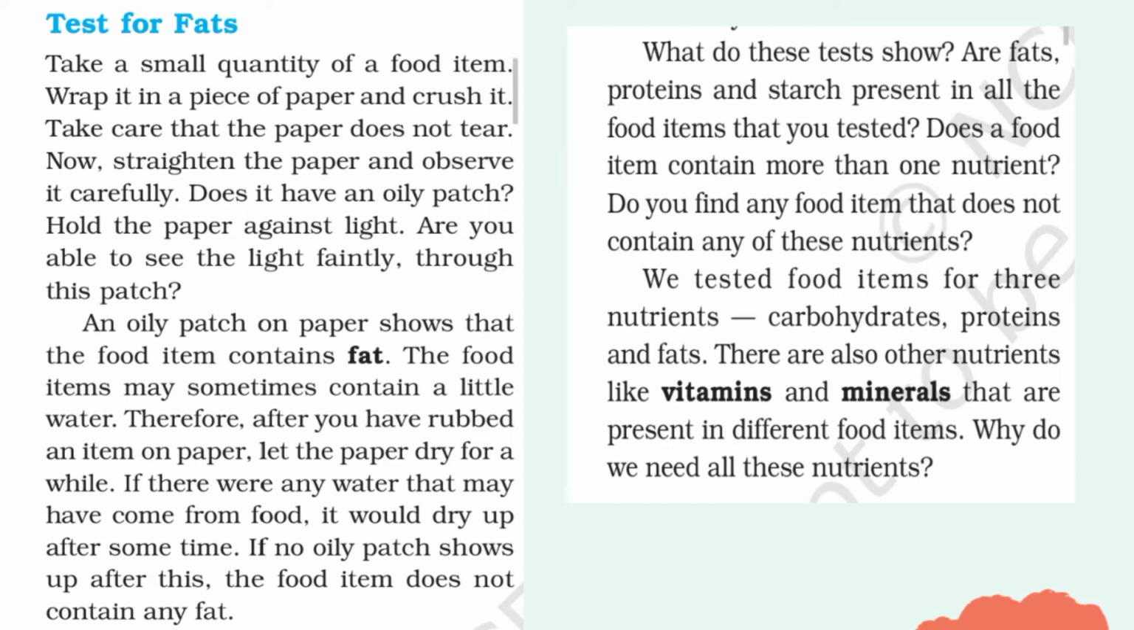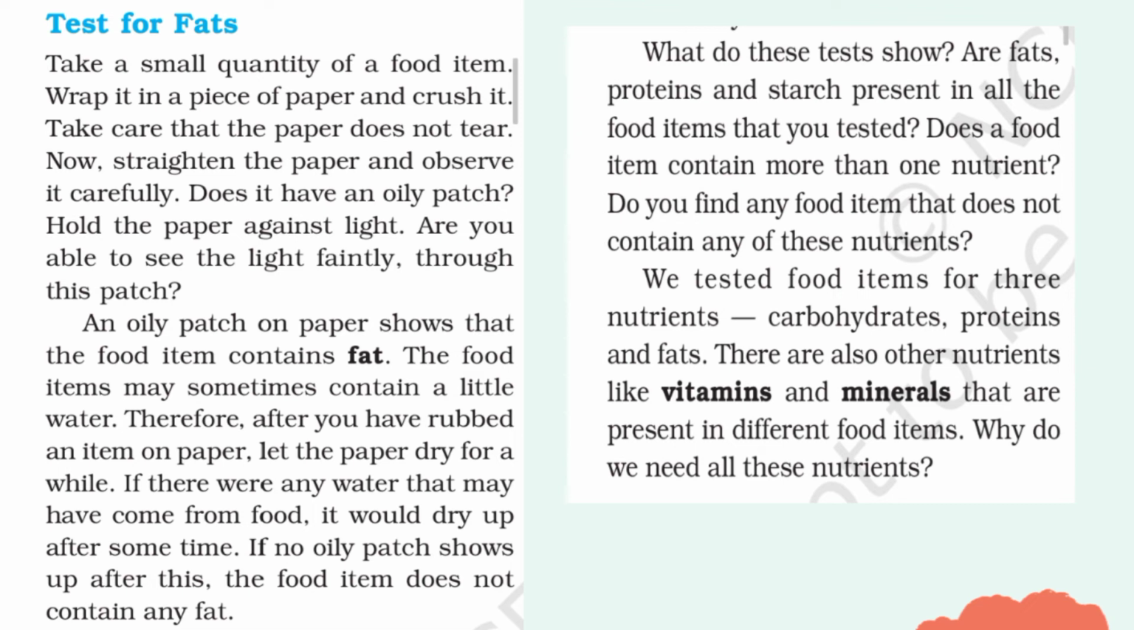What do the tests show? Are fat, proteins, and starch present in all the food items that you tested? Does a food item contain more than one nutrient? Do you find any food item that does not contain any of these nutrients? We tested food items for 3 nutrients: carbohydrates, proteins, and fat. There are also other nutrients like vitamins and minerals that are present in different food items. Why do we need all these nutrients?